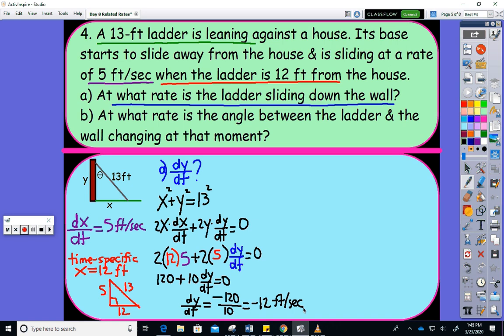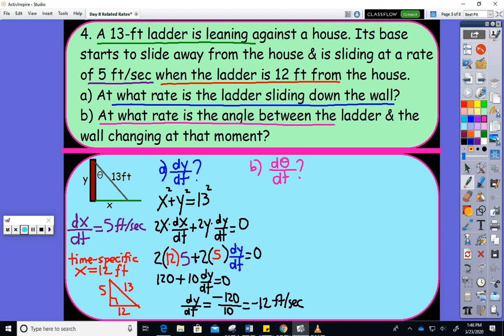All right, so let's look at part B. On part B: at what rate is the angle between the ladder and the wall changing at that moment? Okay, so this one, at what rate is the angle changing? If you look at the way I've got the picture labeled, that's asking you for d theta dt.